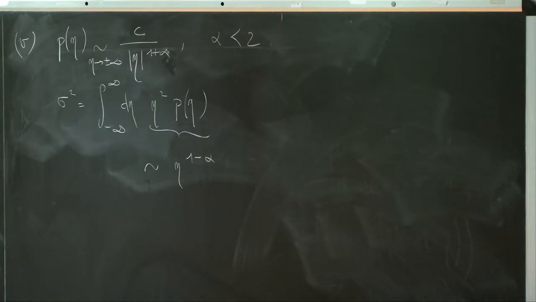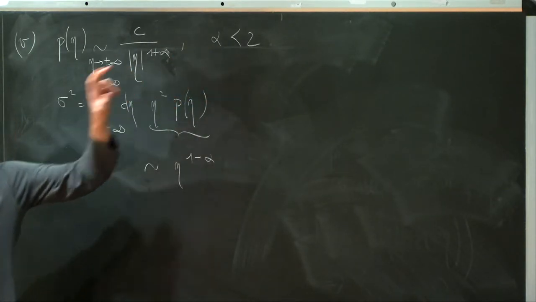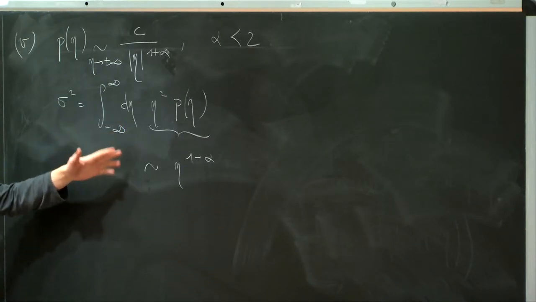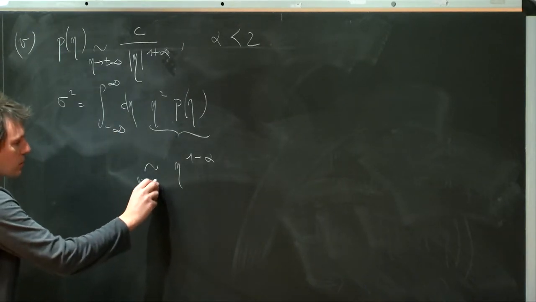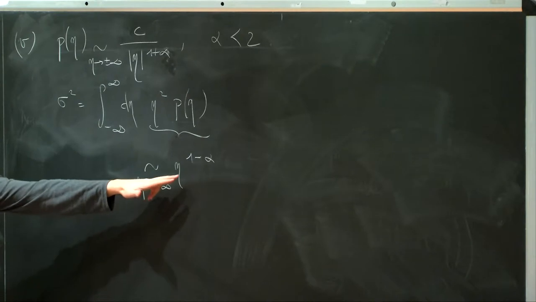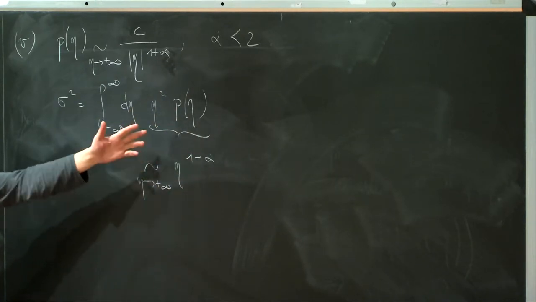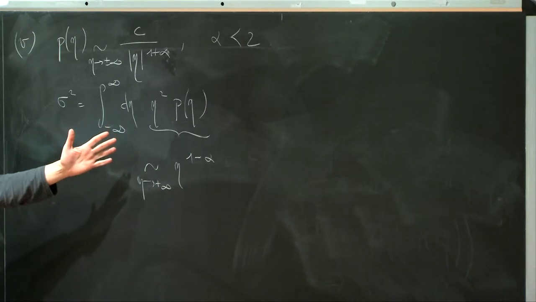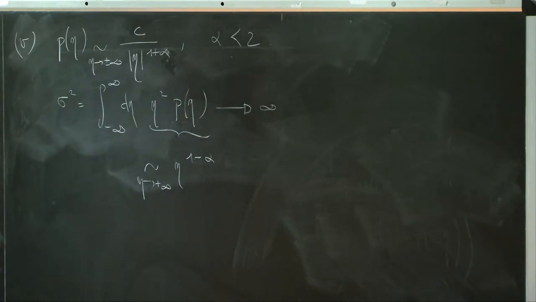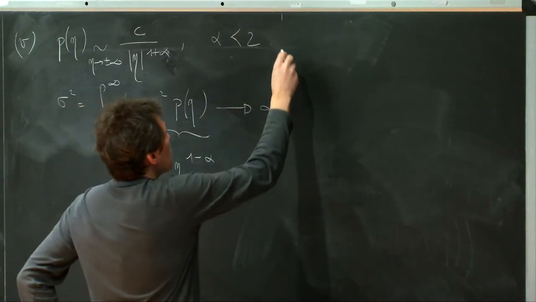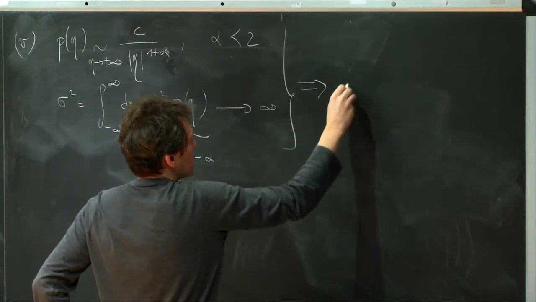And this, obviously, when alpha is strictly smaller than 2, is non-integrable. Okay, so that tells you that this integral here, for when eta goes to plus infinity, as soon as alpha is smaller than 2, is just diverging. Okay, it's just not defined. So this p of eta in this case has no finite second moment. And that actually creates a substantial difference compared to what happens here. And this type of random walks are actually called Levy flights.